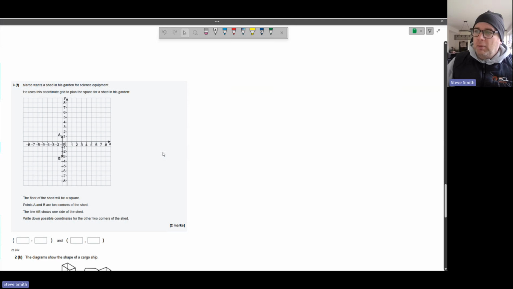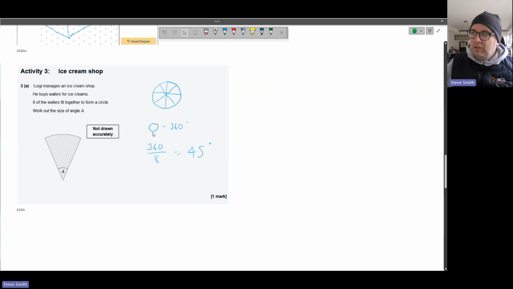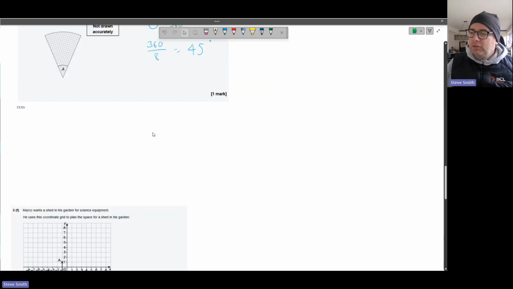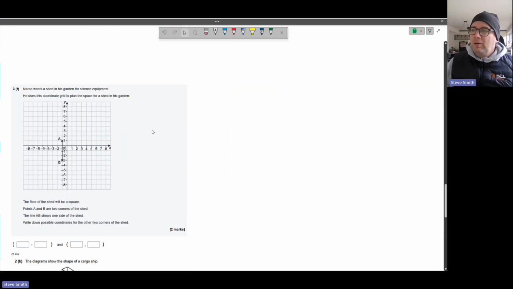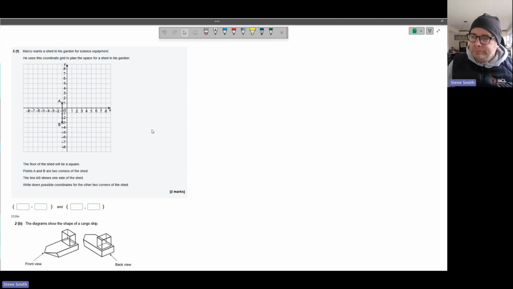Okay, let's have a look. Marco wants a shed in his garden for science equipment. That was Luigi, wasn't it? Different. Okay, a different person now. Marco wants a shed in his garden for his science equipment. He uses the coordinate grid to plan the space for the shed in his garden.